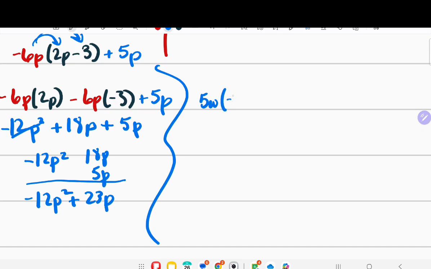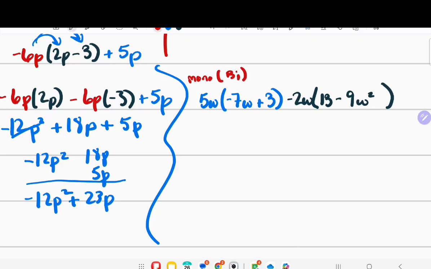5w times negative 7w plus 3. Almost done with that. Then on this side, I got negative 2w times 13 minus 9w squared. You got a monomial times a binomial and a monomial times a binomial. All right? That's what I got. I got a mono times a bi. Then I got a mono times a bi.